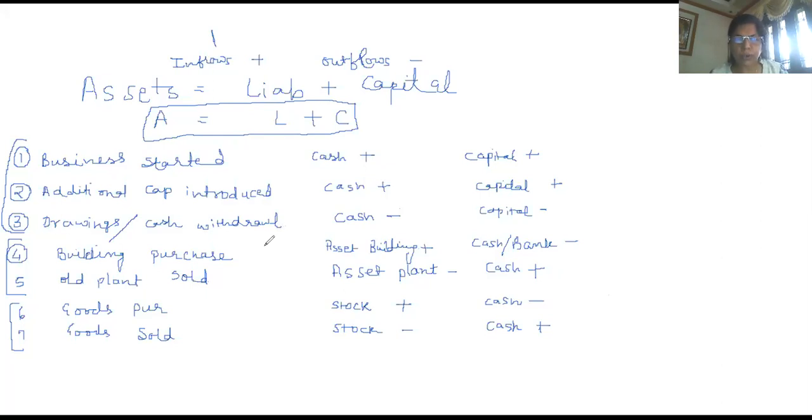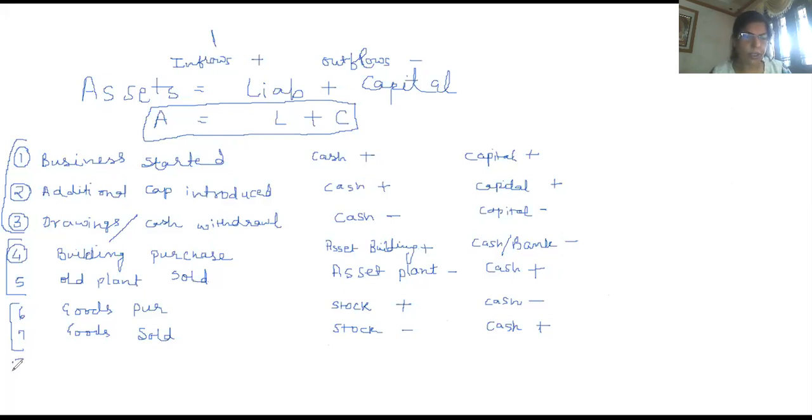Old plant sold means the value of plant reduced but the cash increases. Goods purchase means stock plus, because goods are purchased by the businessman, and cash outflow because this is a cash transaction. Then reverse. So when you do it this way, it will be easy for you. Stock minus, cash plus.